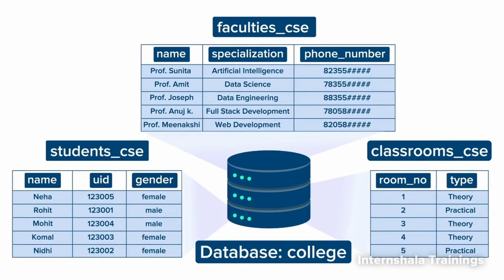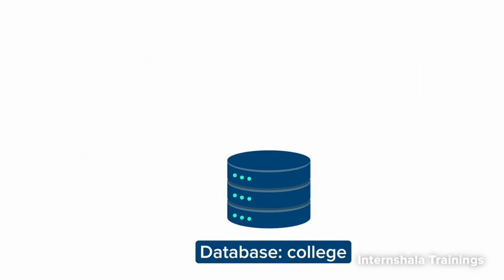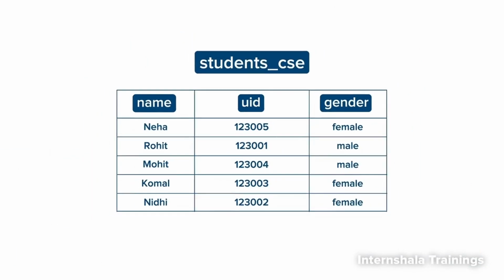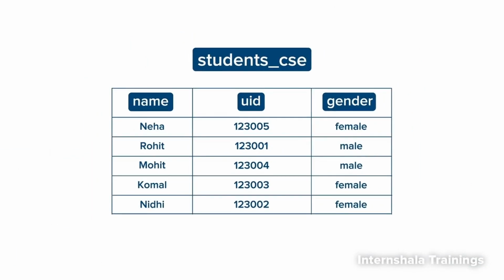All these three tables have information specific to one thing, that is, a particular college. Hence, they all are stored in a single database, college. So, let us take this table as a reference and understand a few terminologies related to it.